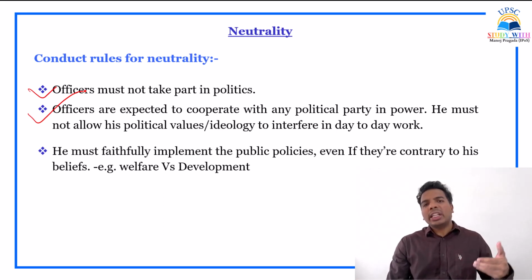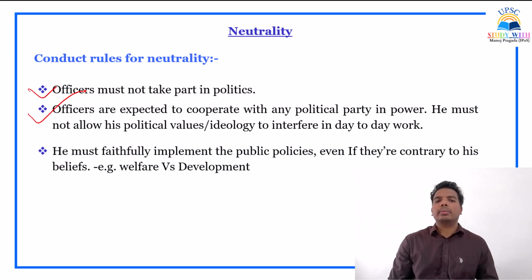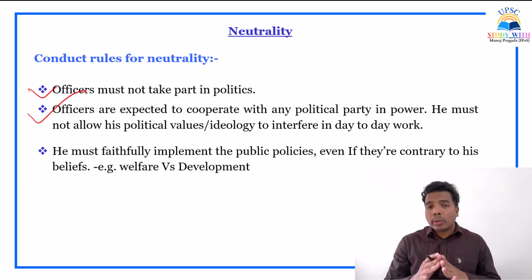But if a certain political party came to power in your state and that political party is spending more on welfare, you may not like that approach, but you should not allow your ideology to interfere in day-to-day work. Whatever task has been assigned to you, say you are the MD of a certain corporation, or the secretary of a certain government department, and you have been given the task of distributing welfare benefits, distributing the money into the beneficiaries' accounts, you should do it without anything in your mind. That's what we are saying.